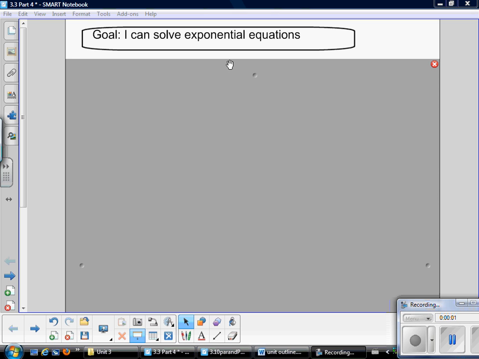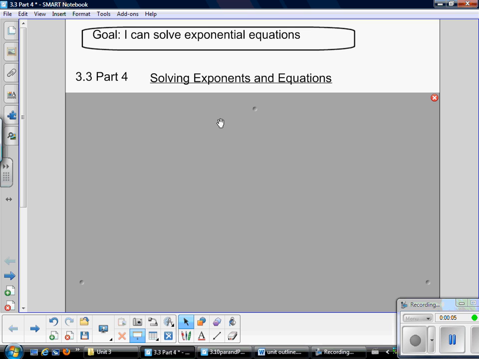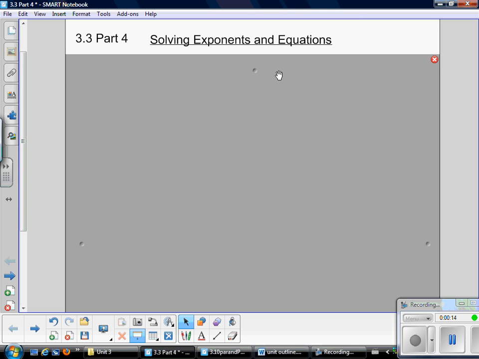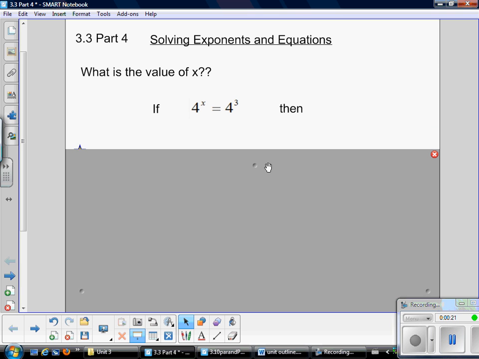Okay, today we're looking at the last part of 3.3, and it is: I can solve exponential equations. What happens with solving exponential equations is this time the exponents are the actual part that we're going to be solving. So let's take a look at this first of all. What is the value of x if 4 to the power of x equals 4 to the power of 3? So 4 to the x equals 4 to the 3.